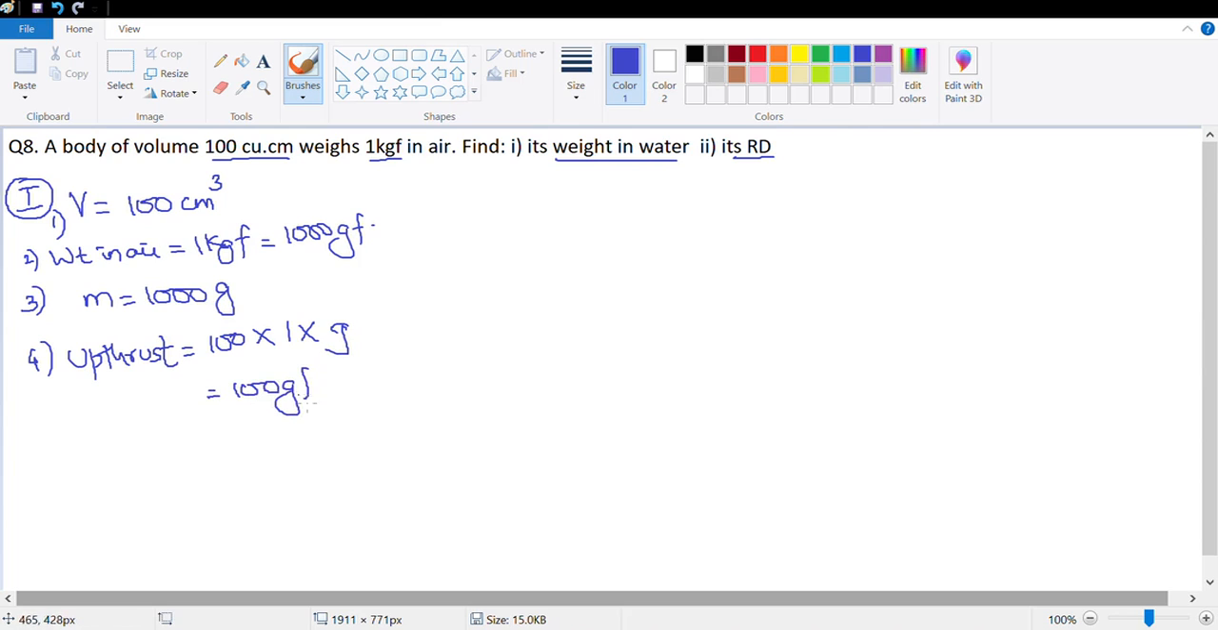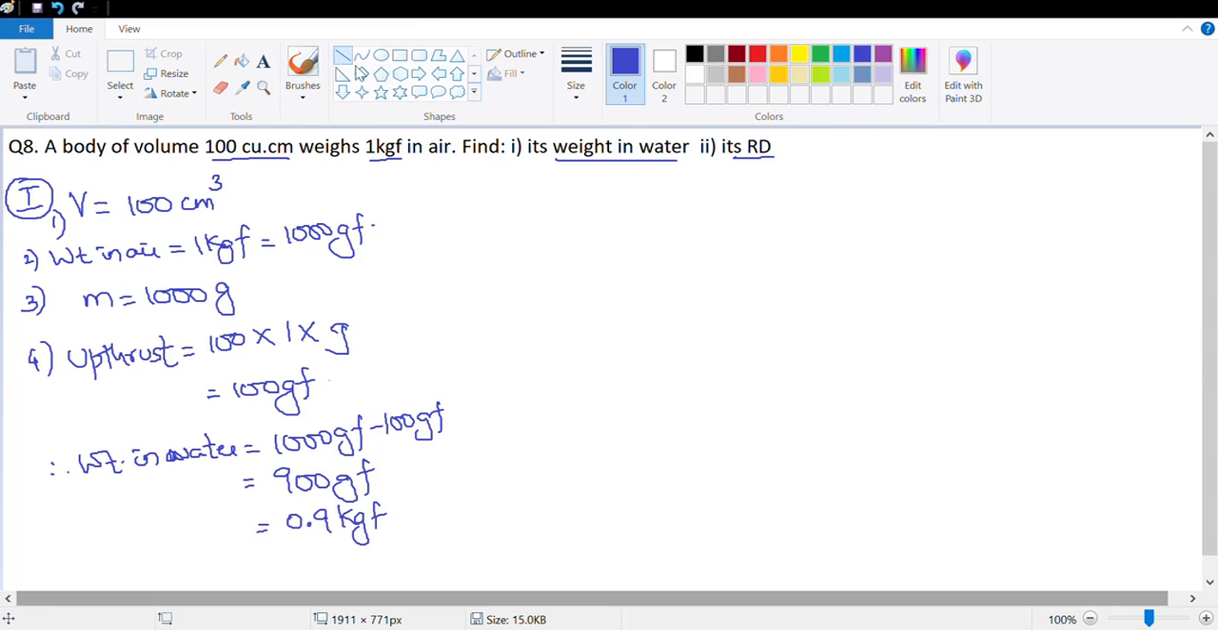gram force. Therefore, weight in water, which is basically the apparent weight, would be equal to 1000 gram force minus 100 gram force, which would be equal to 900 gram force. If you want to give the answer in the form of a kilogram force, then this will be 0.9 kgf. That's one way of solving this question, exactly the way we'd done it last time or in the previous exercise.